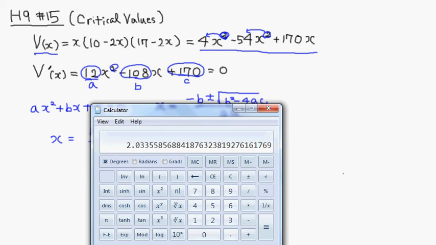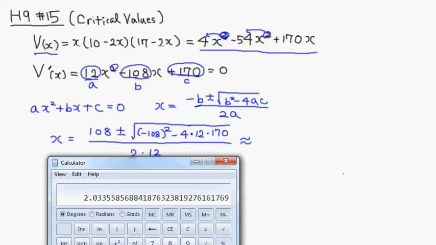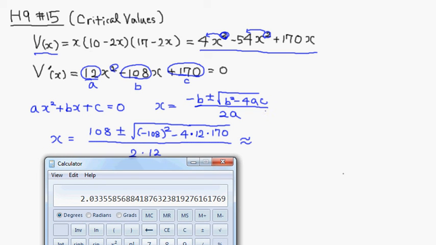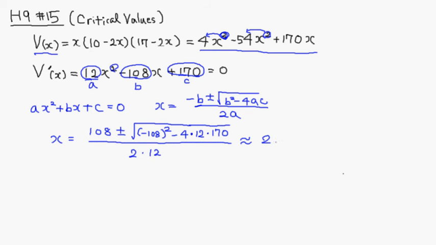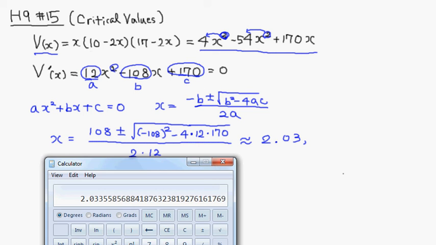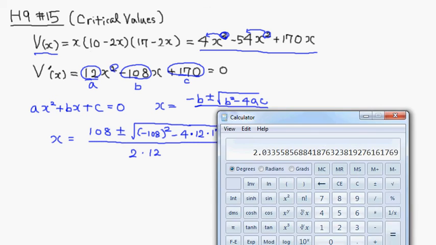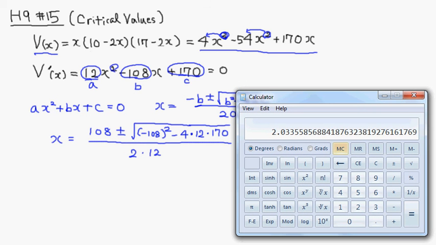It's 2.03, so the first one is 2.03. Now let's find the positive one. Same thing, calculator coming up, and let me clean that up.